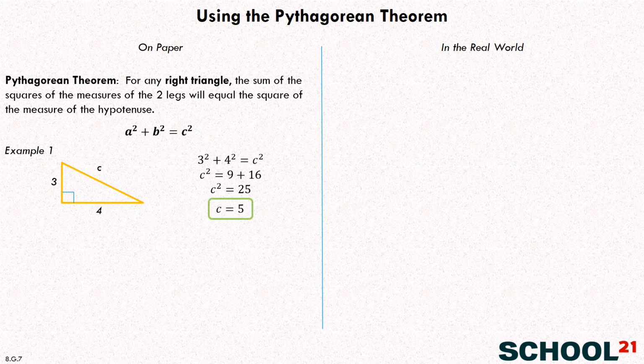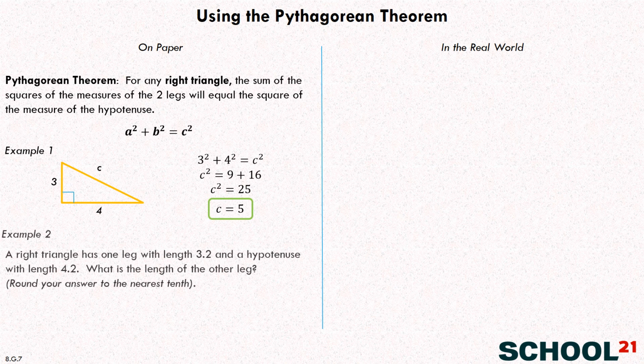So that was pretty easy. We understand that when we know these two sides, we can calculate that third side, the hypotenuse. C is 5. Let's do another example here. It says a right triangle has one leg with length 3.2 and a hypotenuse with length 4.2. What is the length of the other leg? And it says to round our answer to the nearest tenth.